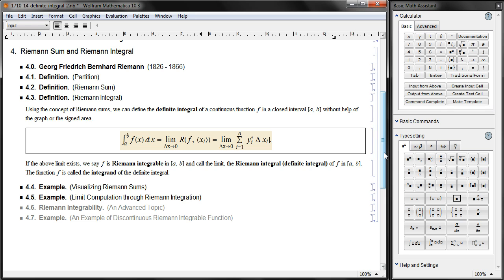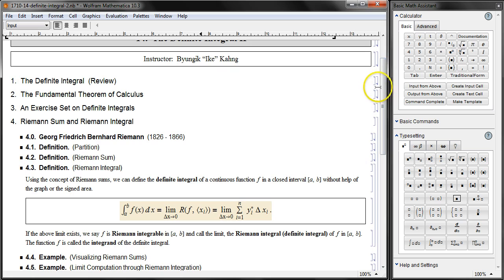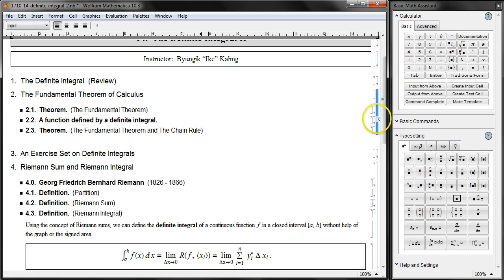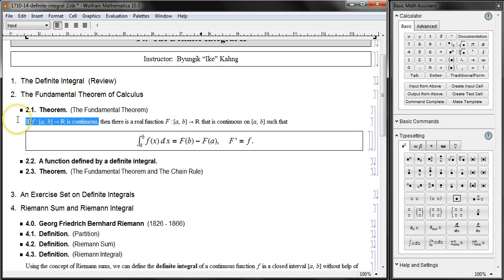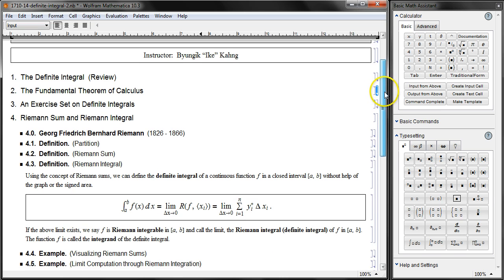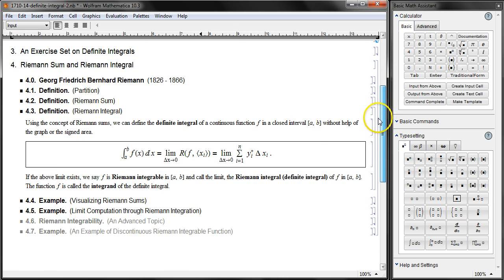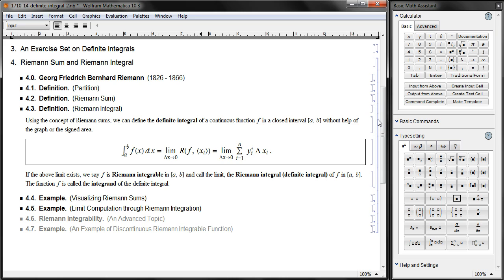You see, the fundamental theorem of calculus goes like this. We need a continuous function. If it is continuous, then the integral exists and the value is the net change of the antiderivative function, and so on and so forth. What do you mean by the integral exists? That means this limit is valid. So for a continuous function, it works out okay.